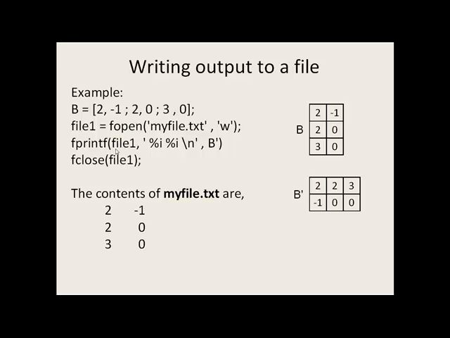So in our fprintf statement, we have some formatting commands, and we have an array here, B prime, or the transpose of B, that we are going to write to file1 or myfile.txt, because file1 is associated with myfile.txt. And then we close the file using the fclose command. Notice that if we left file1 off of the fprintf statement, we would just be printing off B transpose to the screen. After we execute these commands, if we opened up myfile.txt, we would see the following information.